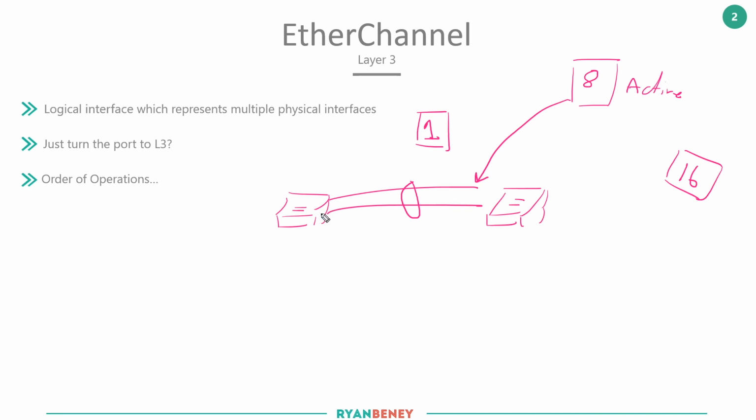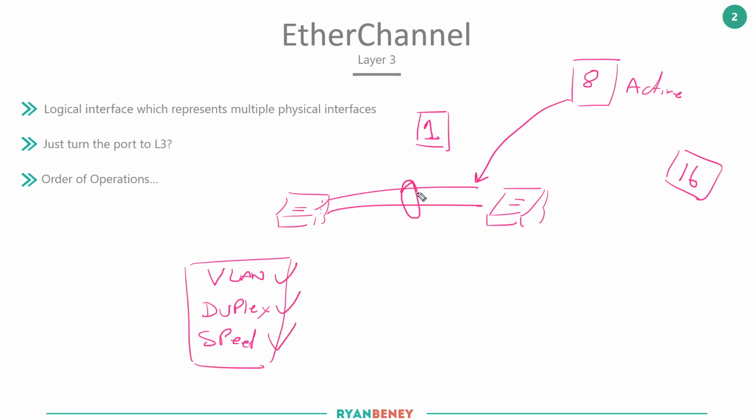So, for example, we said that each port has to make sure that we have the right VLAN allowed list. We have to make sure the duplex is the same. We have to make sure that the speed is the same. So we have to go through a series of checks effectively, and only when they're all the same will the channel build correctly. Well, if we want to make this a layer 3, I cannot just go into this physical port and say no switchport.